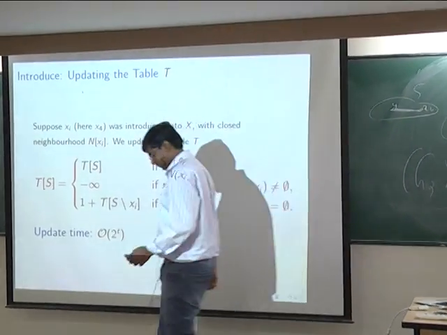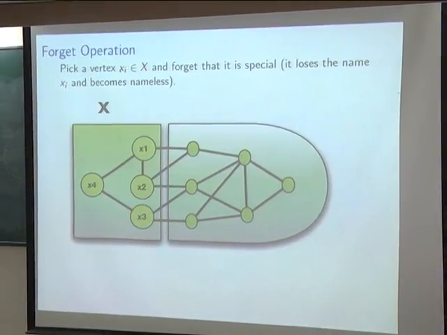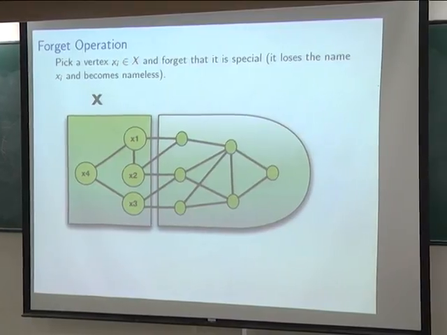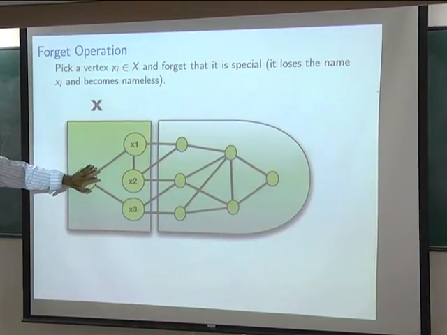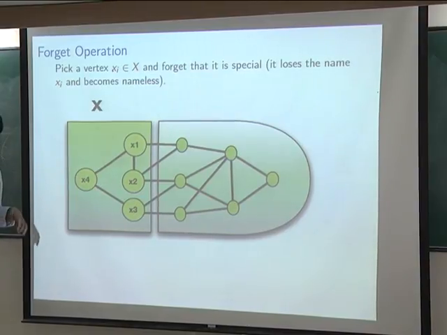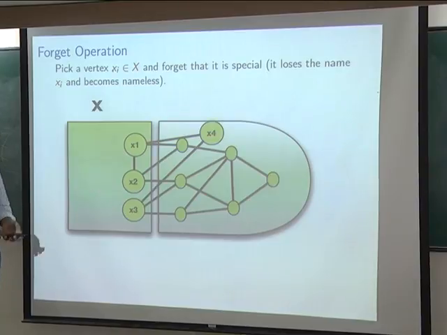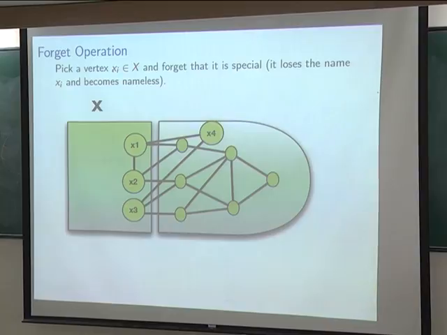Okay? Now let's do another operation, called the forget operation. So what is forget? It's very simple. You pick some guy and say, you are not special anymore. I just kick him out of the X. So for example, I kicked x4 out of this. I just call that this is no more a special vertex. I just kick him inside the normal. So now our boundary has shrunk. We should still be able to update.